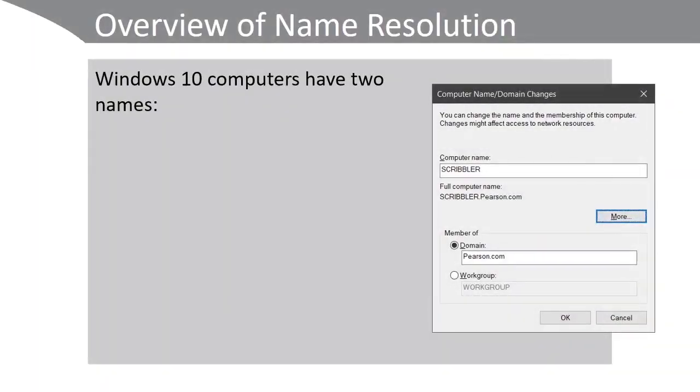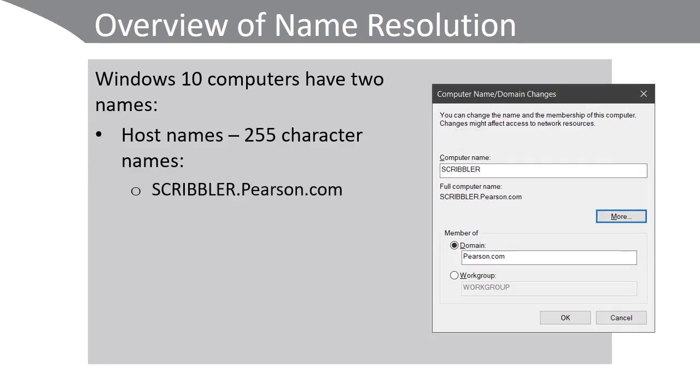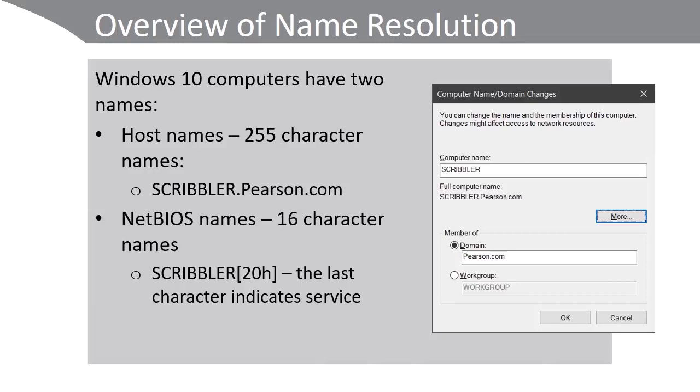Windows 10 computers have two names. Host names, which are 255 character names, for example, scribbler.pearson.com. NetBIOS names, these are 16 character names, for example, scribbler and then in square brackets 20 to indicate the service that we're talking about. NetBIOS names are less frequently used now. It's a legacy protocol used for certain applications, perhaps back in the 1990s. These days it's fully qualified domain names or host names that you'll see most of the time.